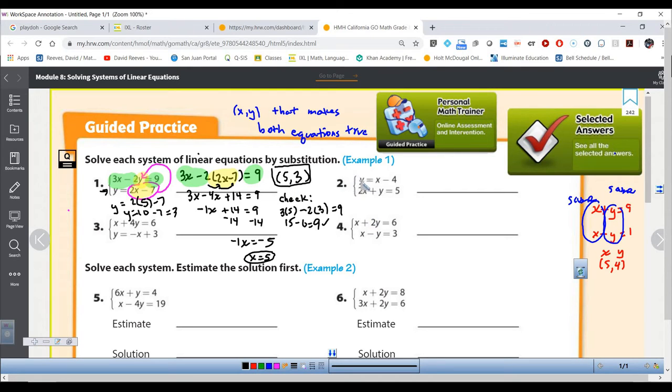So if you take a look at number 2, it's going to be the same thing, except they told us in the top equation what y is. Number 3, the same thing, they told us in the bottom equation what y is. But what do we do with an example like number 4? On number 4, they don't tell us what x is or what y is, right? We want an equation that either says x equals, or we want an equation that says y equals, and they didn't give us that.